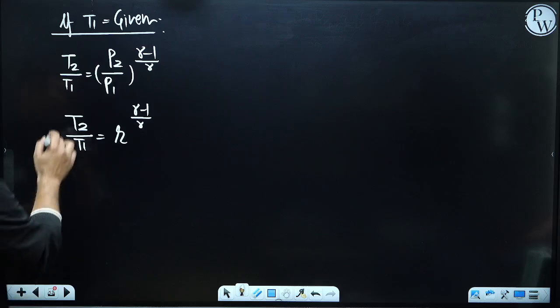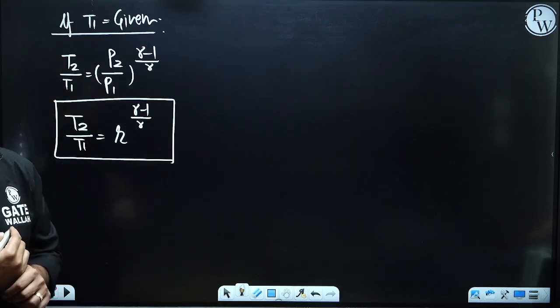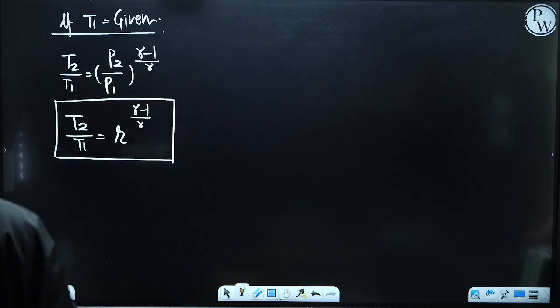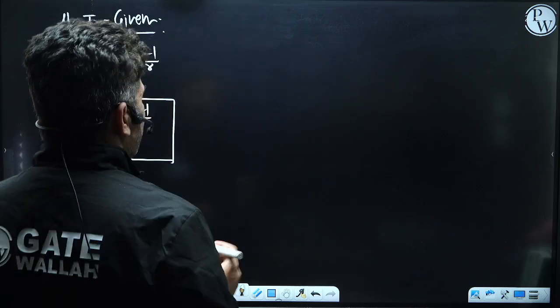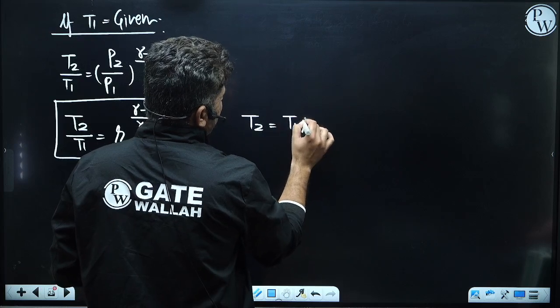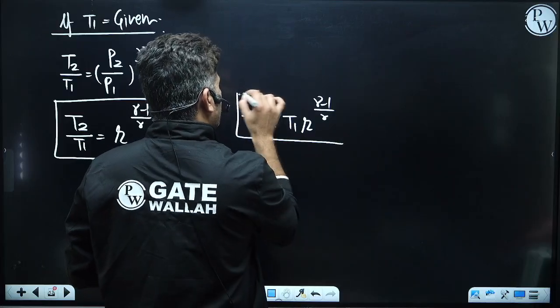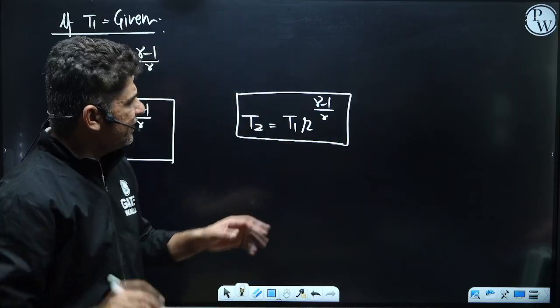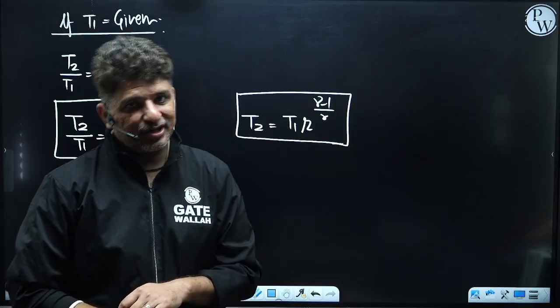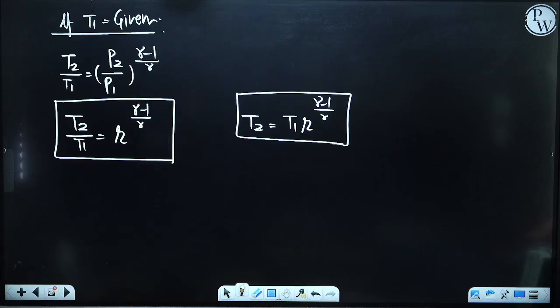So across the compressor, you have the temperature relation: T2 by T1 is r to the power (gamma minus 1) over gamma. So from here you can calculate T2. T2 will be equal to T1 times r to the power (gamma minus 1) over gamma. So once you have T1 and the pressure ratio, you can simply calculate the temperature T2.